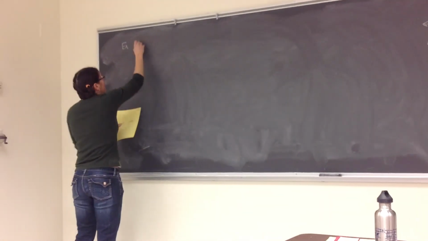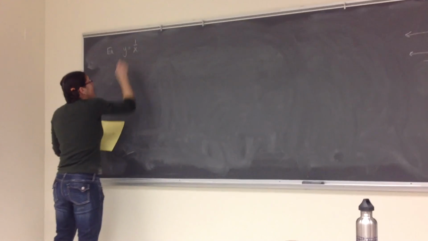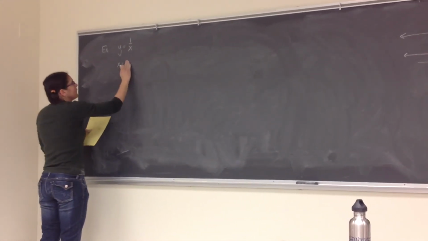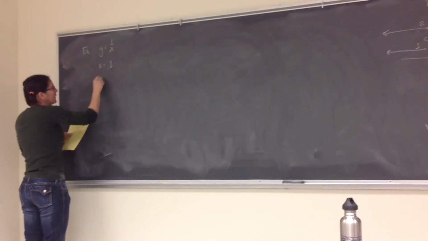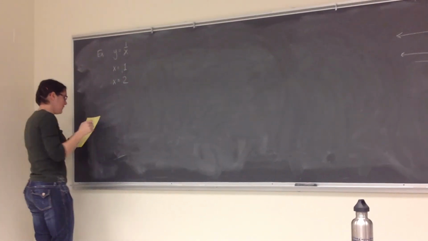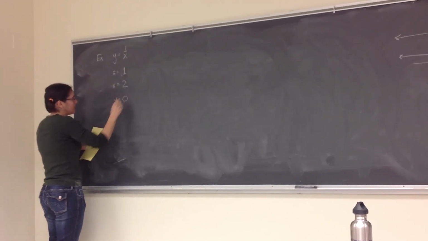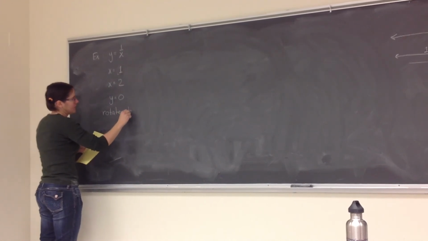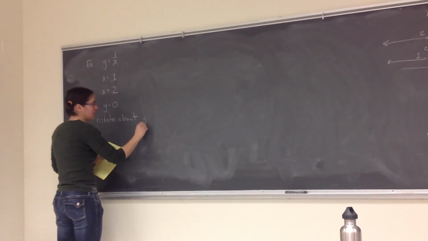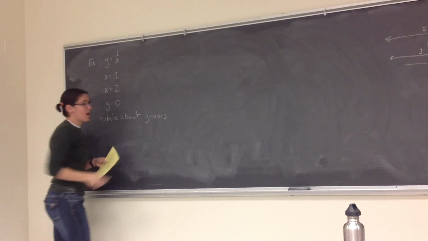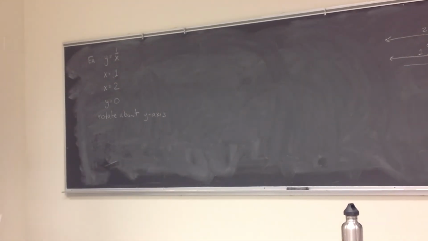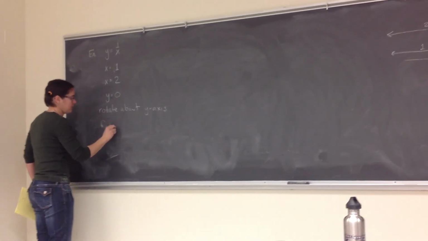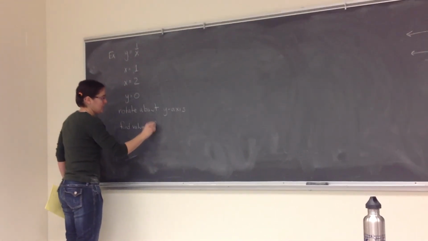All right, so here's our example. We've got y is equal to 1 over x, x is equal to 1, x is equal to 2, y is equal to 0, and we'd like to rotate about the y-axis. So we're going to take this region and we're going to rotate it about the y-axis. And we'd like to find the volume of the solid.